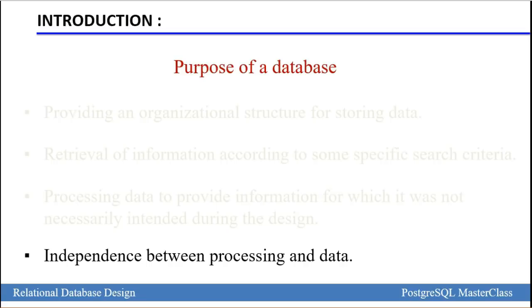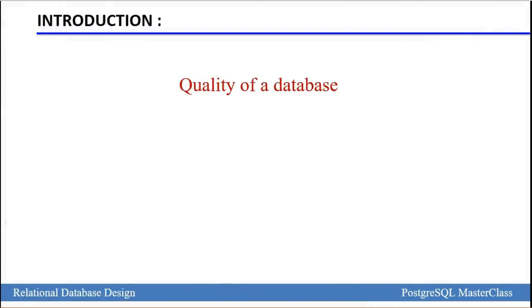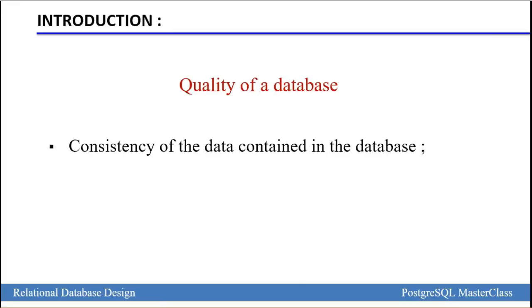So the first objective of creating a database is to be able to find the data by their contents. In this context, it must be ensured that the data contained in a database is of good quality. Now, let's see how to define the quality of the data. Many criteria can be taken into account. We can mention among the principal ones: first criteria, the consistency of the data contained in the database. Second criteria, the absence of data redundancy.